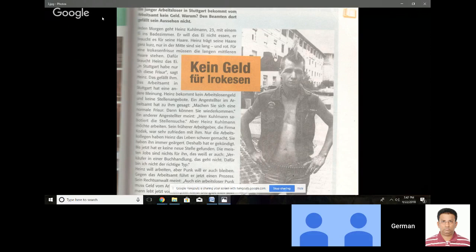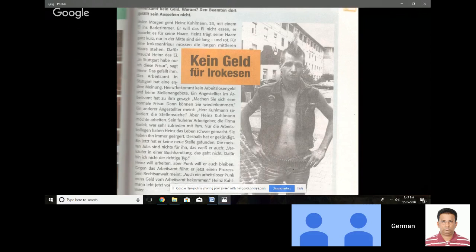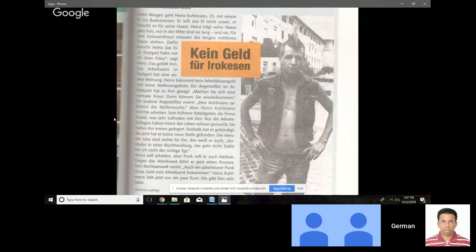Ein junger Arbeitsloser in Stuttgart bekommt vom Arbeitsamt kein Geld. A young Arbeitsloser, a person without a job, in Stuttgart gets from the Arbeitsamt, an association for unemployed people where they are given some money, kein Geld, no money. Warum? Okay, so this is a story about Heinz Kuhlmann and why he does not get any money from the Arbeitsamt.